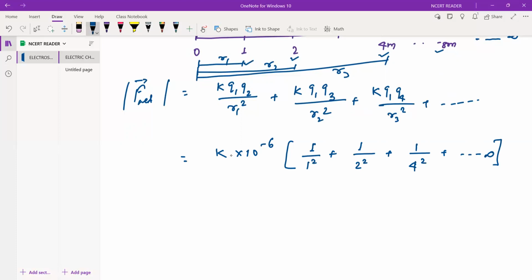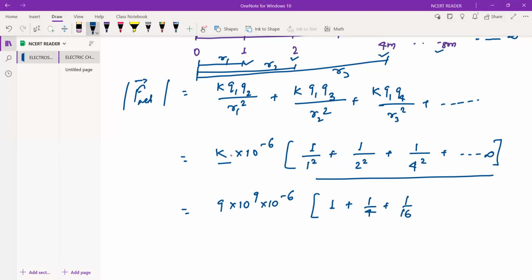So this we can simplify and we'll get the result. How can you get the k value? We know its SI unit is 9 into 10 to the power of 9. And then we have 10 to the power of minus 6. And then we have something like a GP: 1 plus 1 by 4 plus 1 by 16. Likewise, it will go to infinity. So how can you add this?